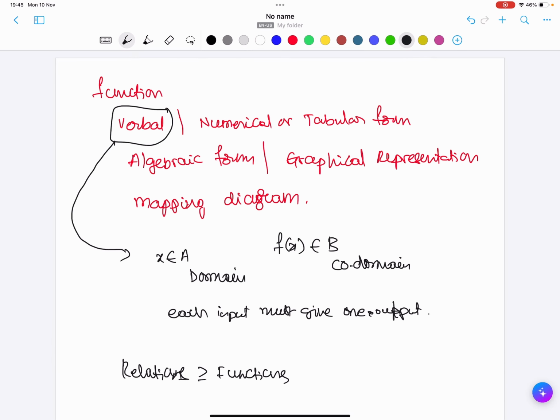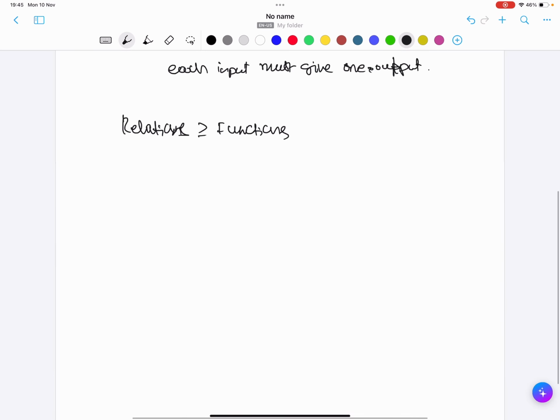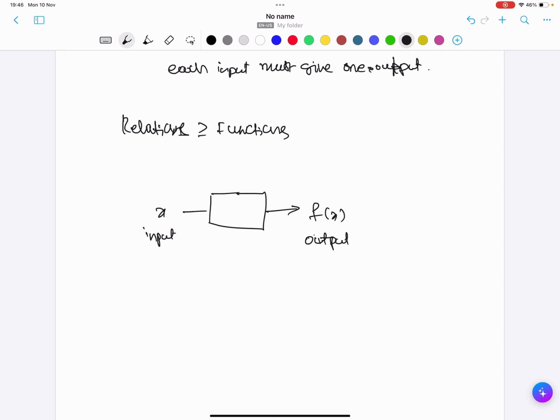Let me write it in a different way. This is the input that you are feeding, and there is a mechanism here, and that gives you the output f of x. This is how the function is actually working. This is the function property. Based on that, the output f of x will be given.